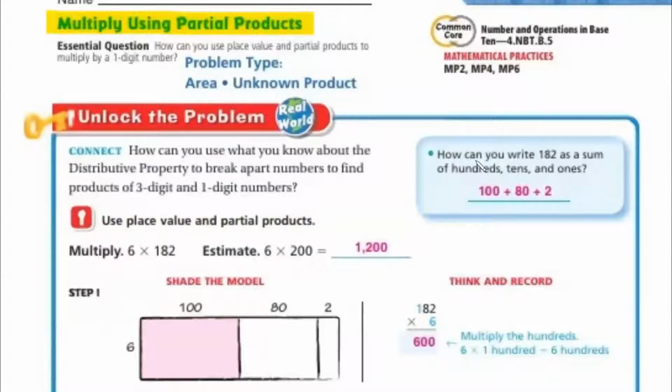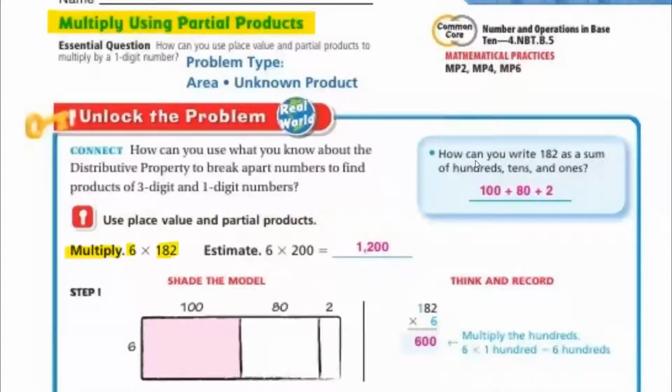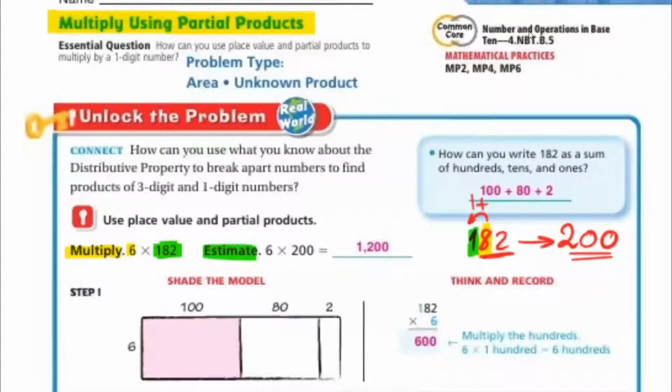Firstly, let's multiply 6 by 182. Okay, firstly, let's estimate. As we said before, how can we estimate? Firstly, round the big number, which is 182. We have here 1, and let's look at the next digit, which is 8. Is 8 a weak number or a strong number? Of course, it is strong. So add 1, and then 1 becomes 2, and the other 2 digits become zeros. So it will be 200.